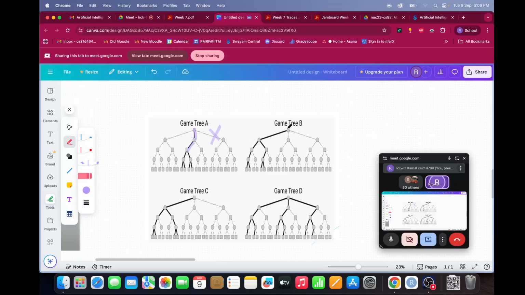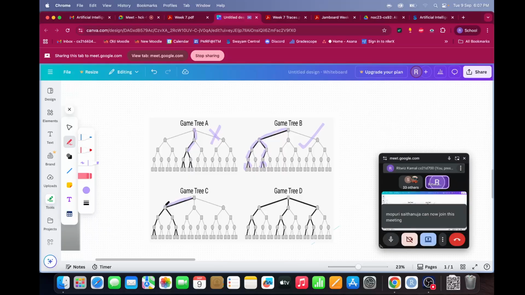Game tree B says that we select the leftmost child of the root node, which is a max node. Then for the min child, we select both of its children, okay, and then we have the max node layer again, and we select the leftmost child in each case, and then again for the min node we select both of its children. So this is a correct tree.